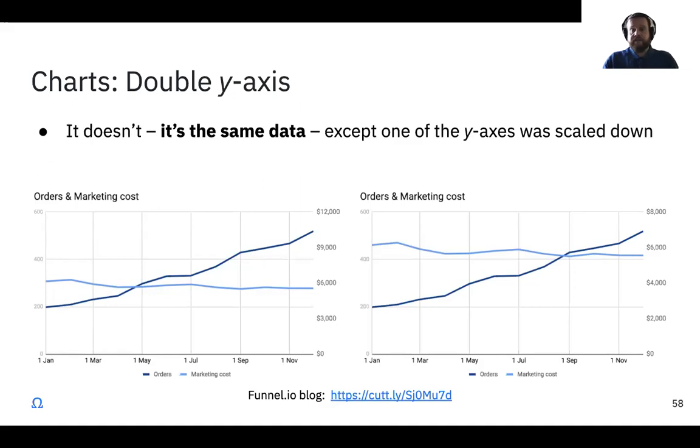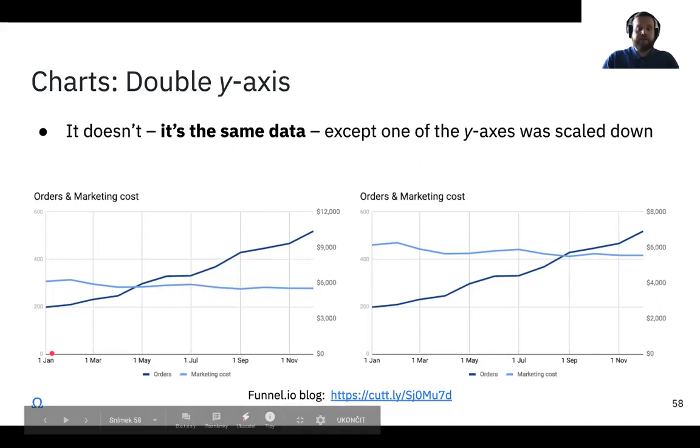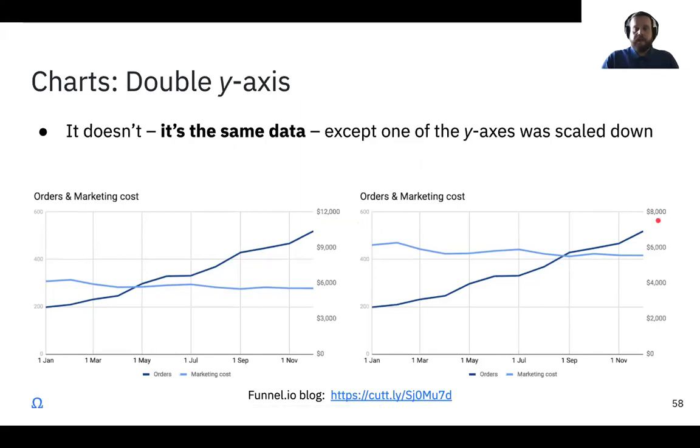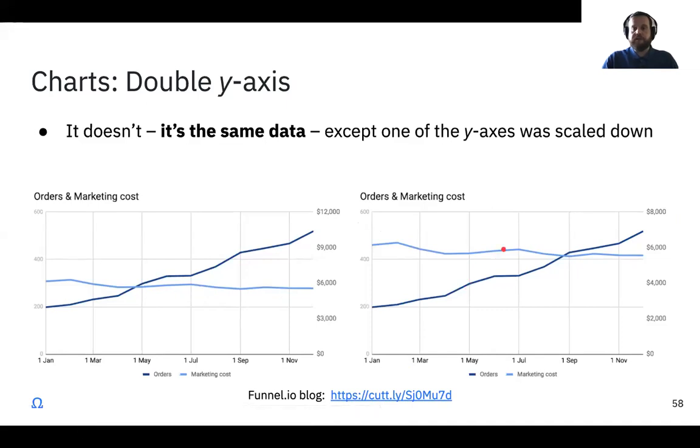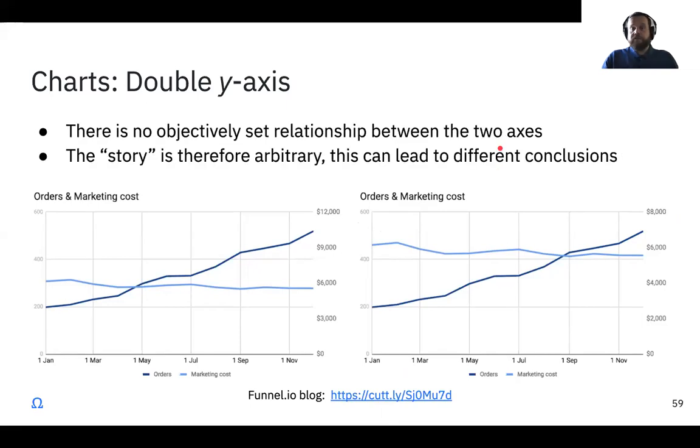And the thing is that it doesn't, because it's completely the same data, except one of the y-axes was scaled down. The y-axis 1 shows orders, and y-axis 2 shows marketing cost, and here it goes up to $12,000. Here it goes up to $8,000. You can see that it's completely the same data, but the plots look dramatically different, and they seem to convey something completely else. The reason why this happens is that there is no objectively set relationship between the two axes. It's completely arbitrary.